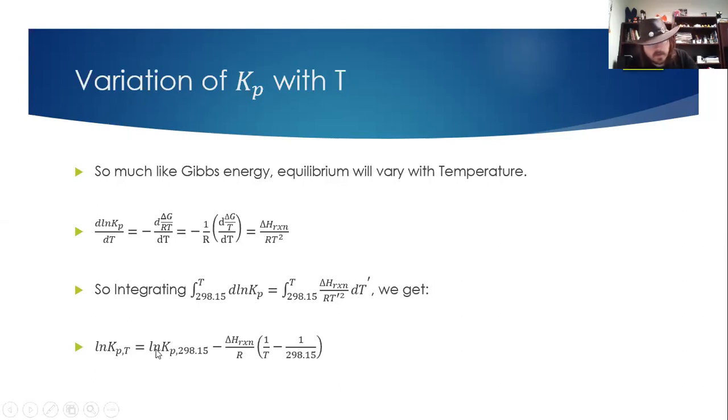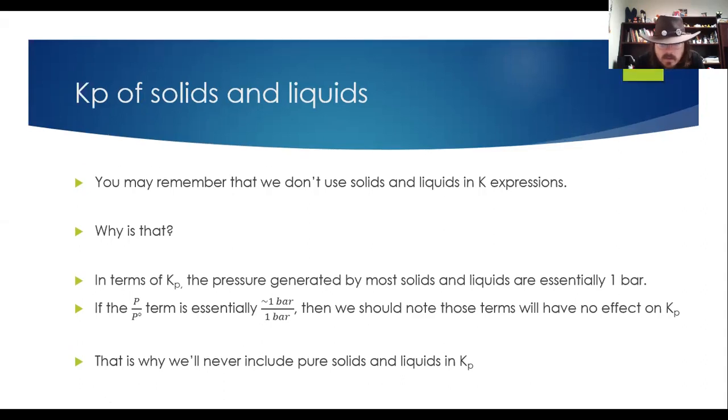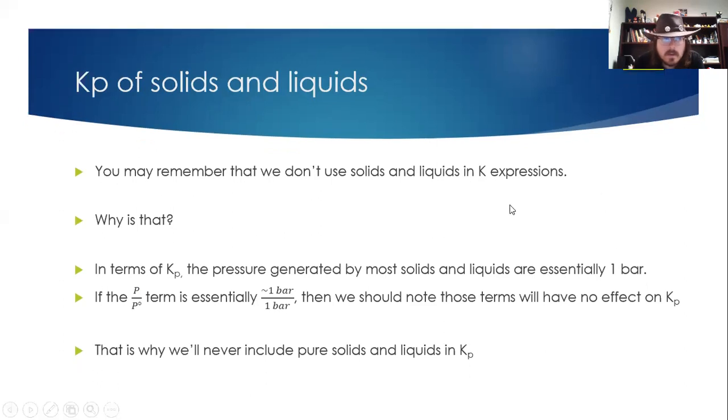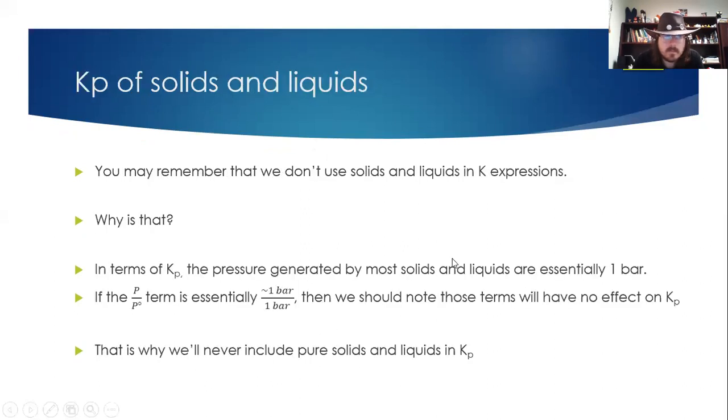So we still have to find K at 298, and we still have to find delta H of the reaction. We still have to find delta H at 298 and K at 298, but if we do that, we can find K at any temperature. Now, that works for most things.